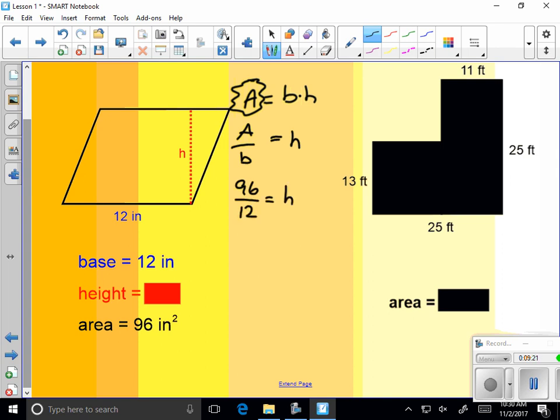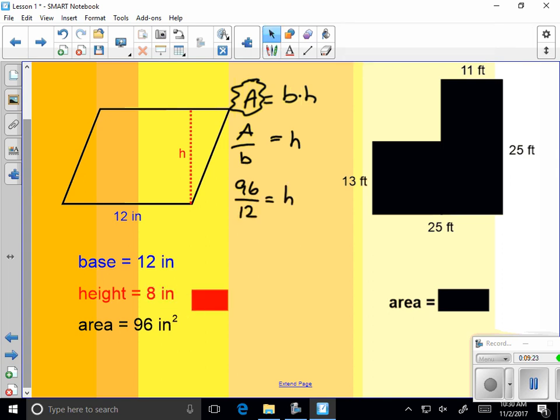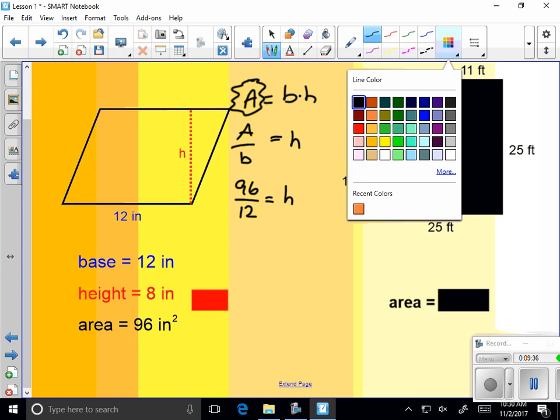Well, that should be a nice whole number, and it is. It's 8. That height should be 8 inches. What do I do if there's 2 shapes that are combined? Oh, gosh. Well, just find the area of both of them and do what with them? Yeah, add them together. Too easy. That's too easy. Let's add them up.